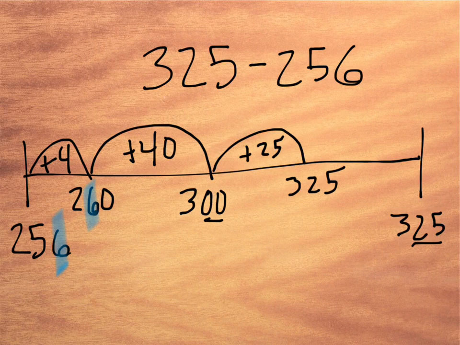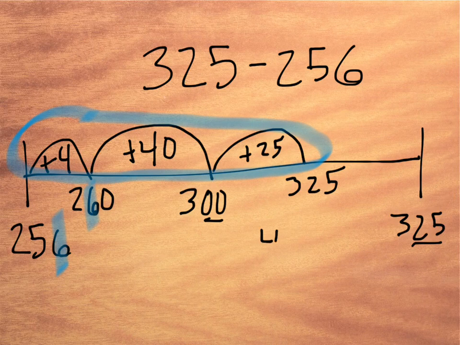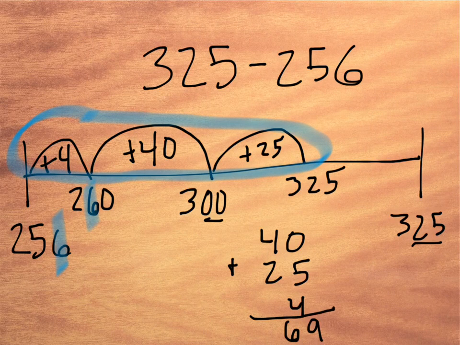But again, my answer isn't where I end, it's what I jumped. These numbers here. So, I'm going to add 40 plus 25 plus 4. 0 plus 5 is 9. 4 plus 2 is 6. So, again, my answer, my difference, is 69.